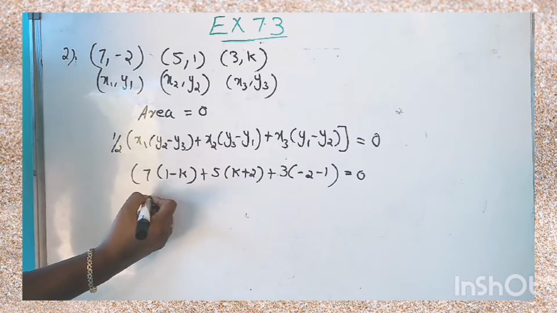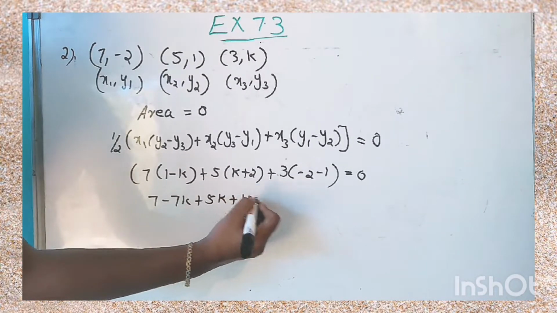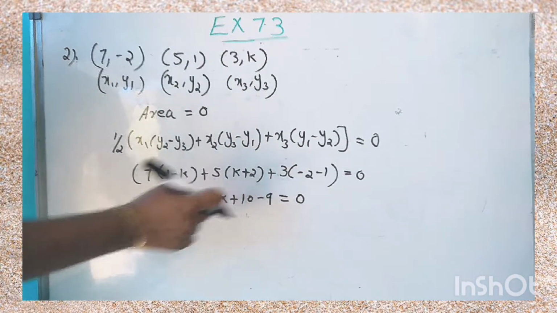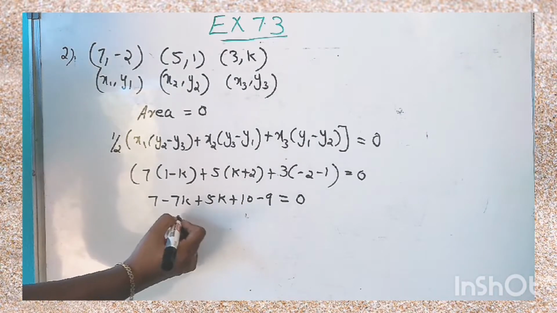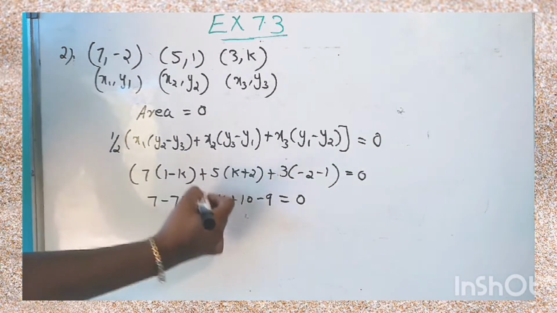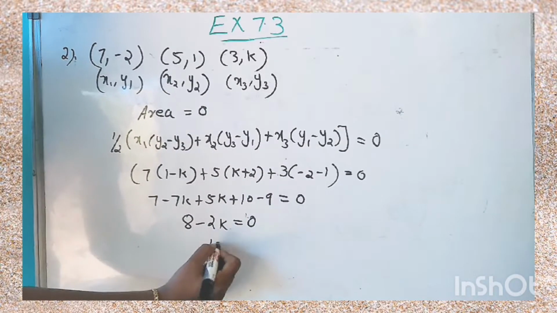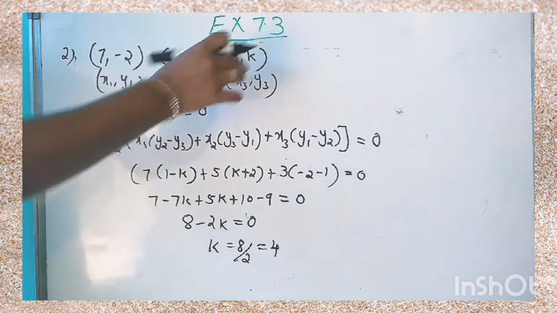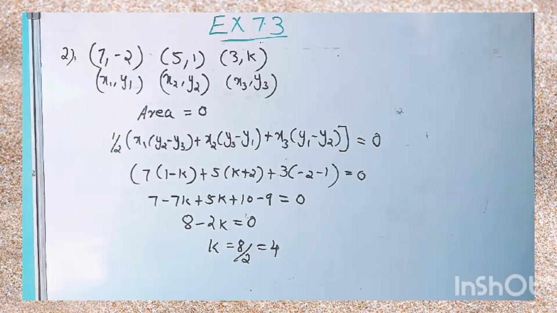Now just open the brackets: 7 minus 7k plus 5k plus 10 minus 9 is equal to 0. 7 plus 10, 17. 17 minus 9, 8. Minus 7k plus 5k is minus 2k, so 8 minus 2k equal to 0. That is k is equal to 8/2 equal to 4. So if these 3 points are collinear, then the value of k is equal to 4.